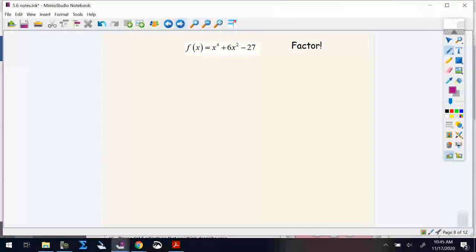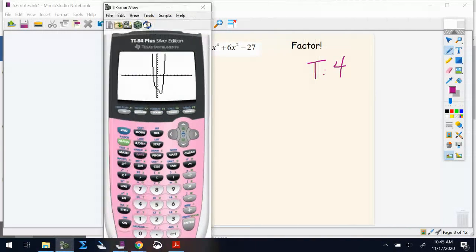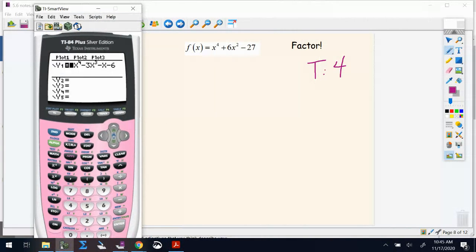So let's look at one that we don't have as much opportunity to do the synthetic division. So this one has a degree 4, so my total zeros should be 4. When I graph it, move it over here so you can see a little better. So y equals x to the 4th plus 6x squared minus 27.